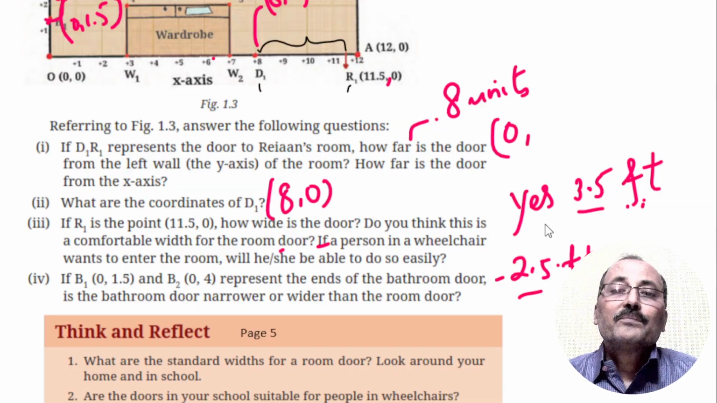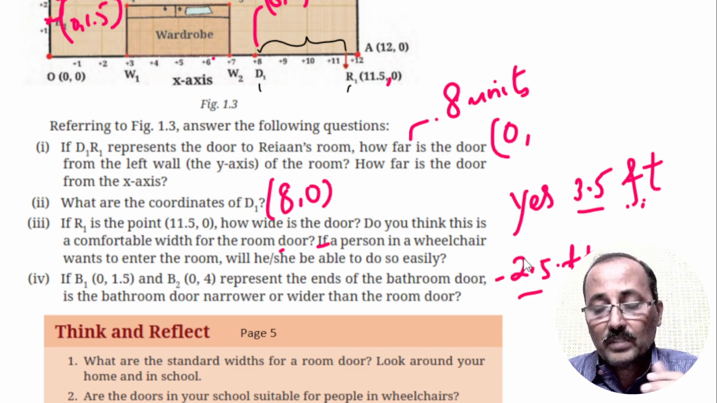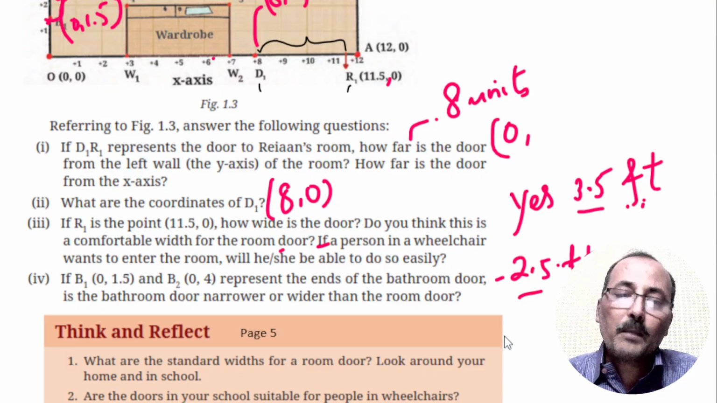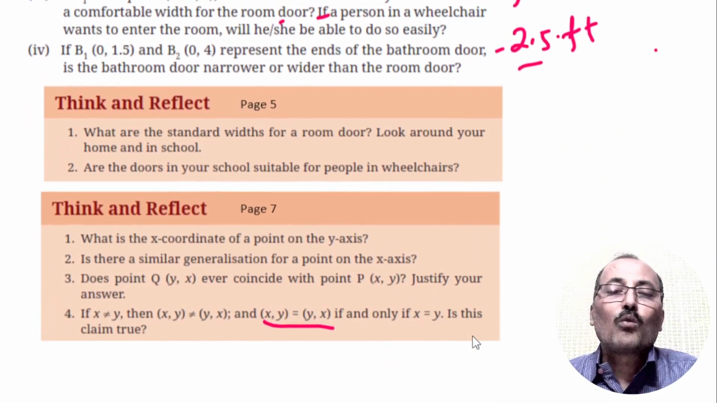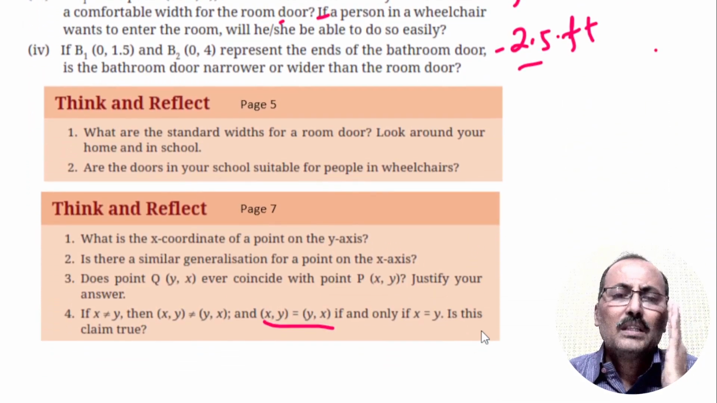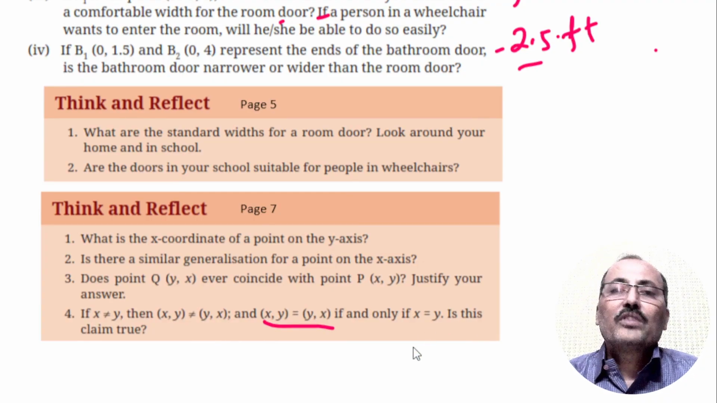Okay, my dear children, along with this one, exercise set 1.1 is over. Now below these exercises and after some text, there is think and reflect. Some questions are given about what you learned, what you thought, and what you are going to write. Now think and reflect. Page number 5, question number 1. What are the standard widths for a room door? Look around your home and in school.